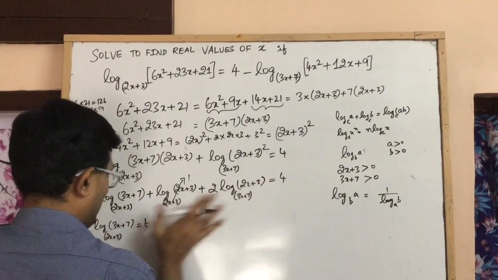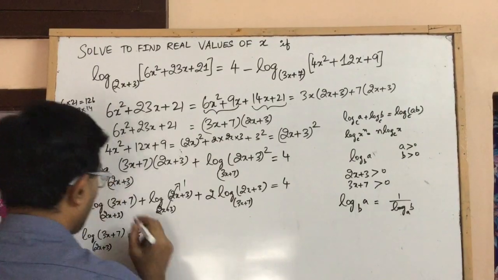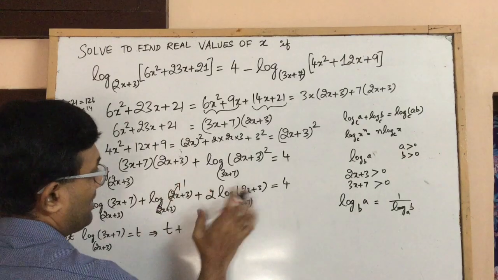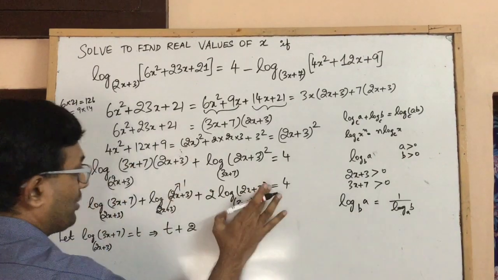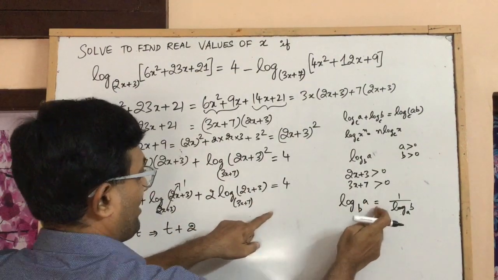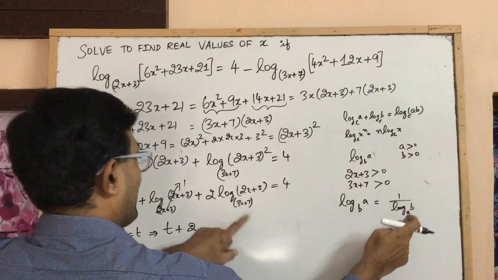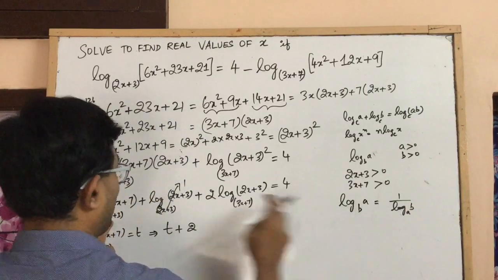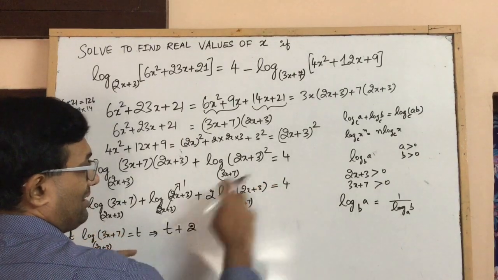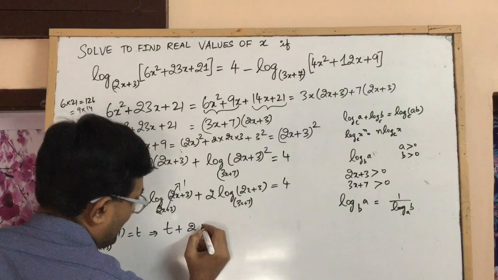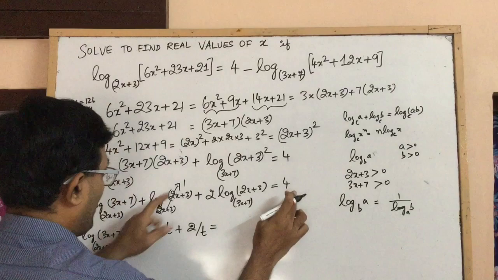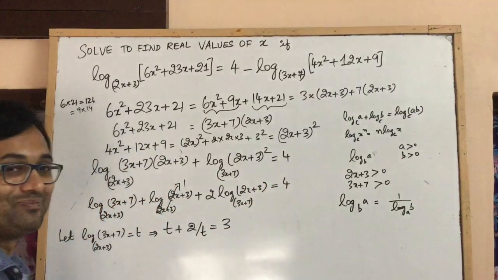Then we could rewrite this equation as t plus, of course, 1 plus. Now here we use this fact that the logarithm of 2x plus 3 to the base 3x plus 1 would be the reciprocal of the logarithm of 3x plus 7 to the base 2x plus 3. So this could be written as the reciprocal of t. So 2 times 1 by t. So t plus 2 by t is equal to 4 minus 1, which is 3.